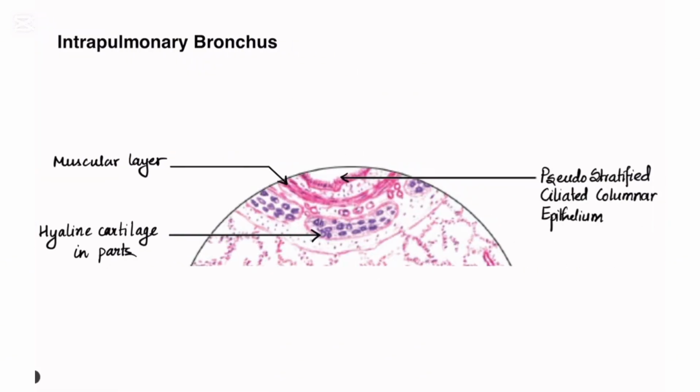However, in intrapulmonary bronchus, the hyaline cartilage is present in parts, and these parts, they are not connected to one another by any smooth muscle. However, an extra layer of muscle is present encircling the mucosal layer. The epithelium is still the same, that is the respiratory epithelium or the pseudostratified ciliated columnar epithelium.